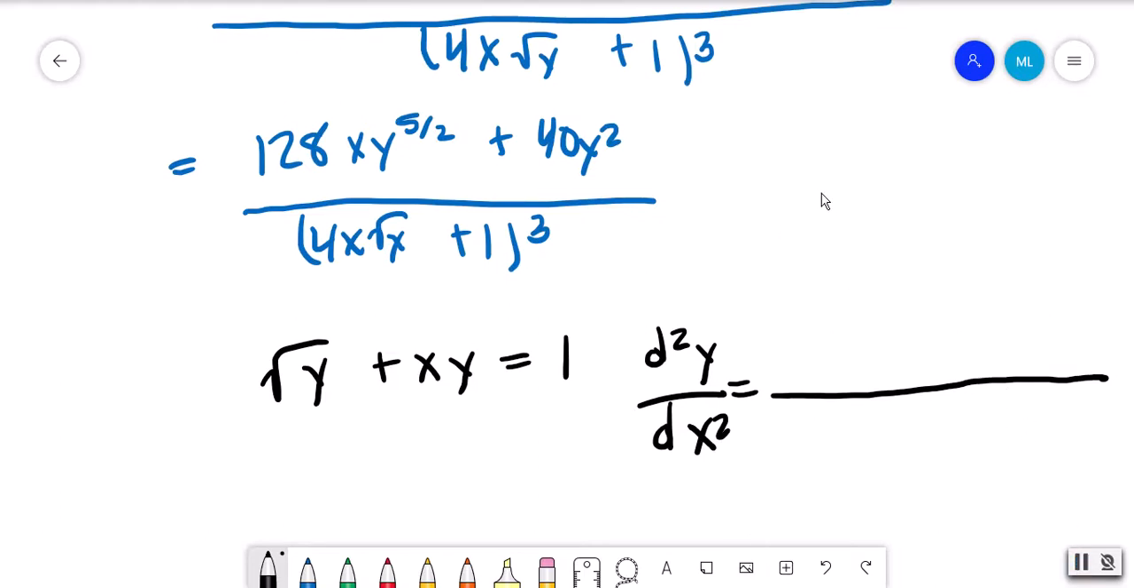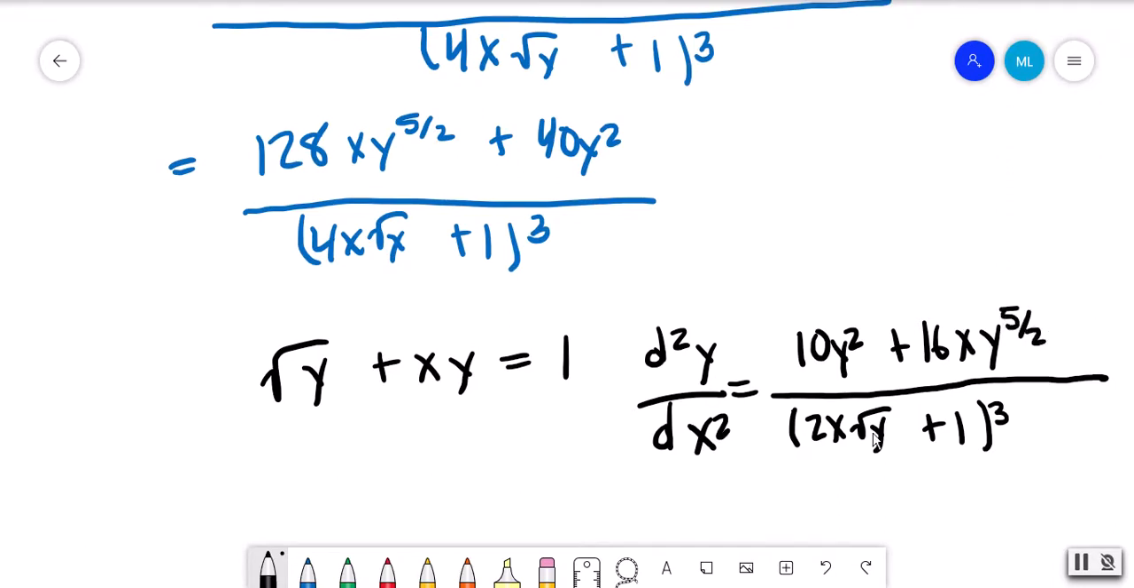So the solution that I got for this one using implicit differentiation was 2x times y, root y plus 1, and this is going to be raised to the third power. The top part actually came out to 10y squared, and then I have plus 16x times y to the 5 halves.